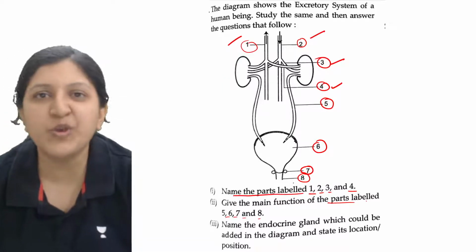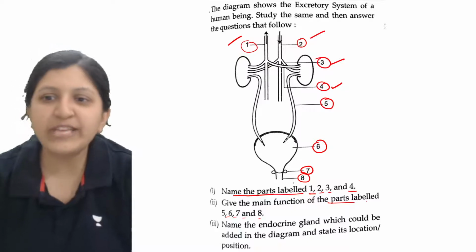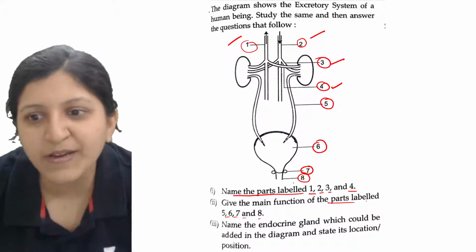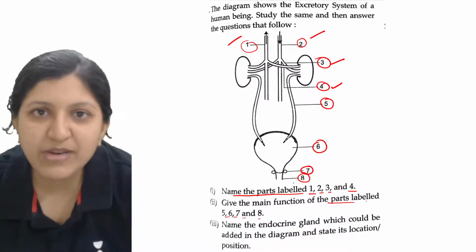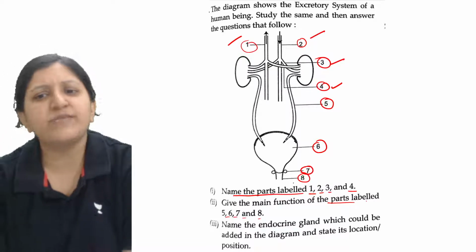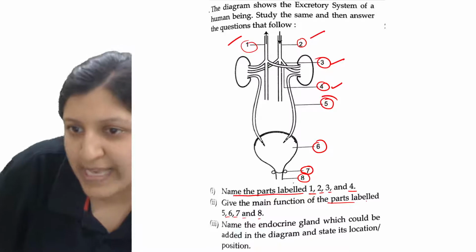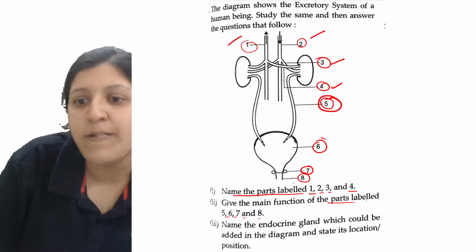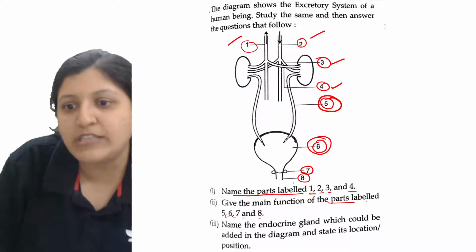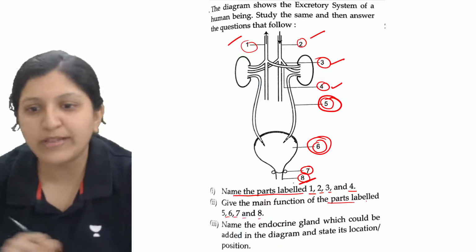So you can see there is ureter, then there is urinary bladder. So 7 is sphincter muscles. There is a urethra which is mentioned. So you need to mention the function of this. What exactly does the ureter do, what does the urinary bladder do, what does the sphincter muscle do, and also what does this urethra do.